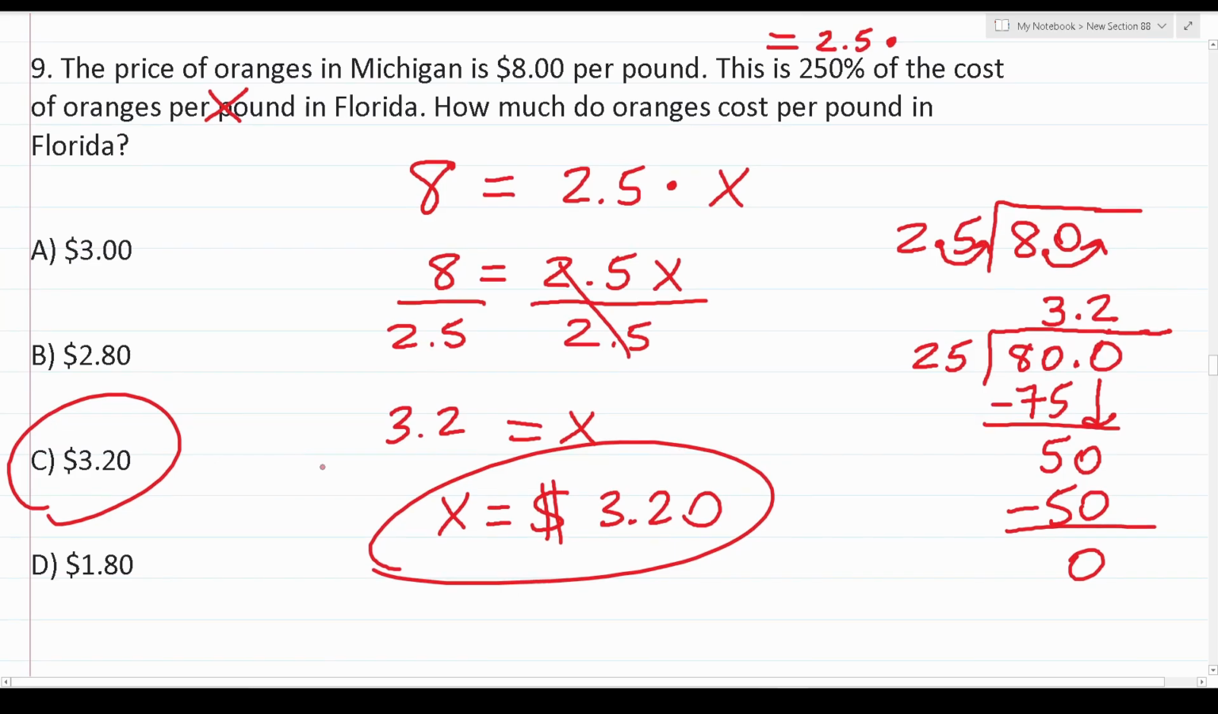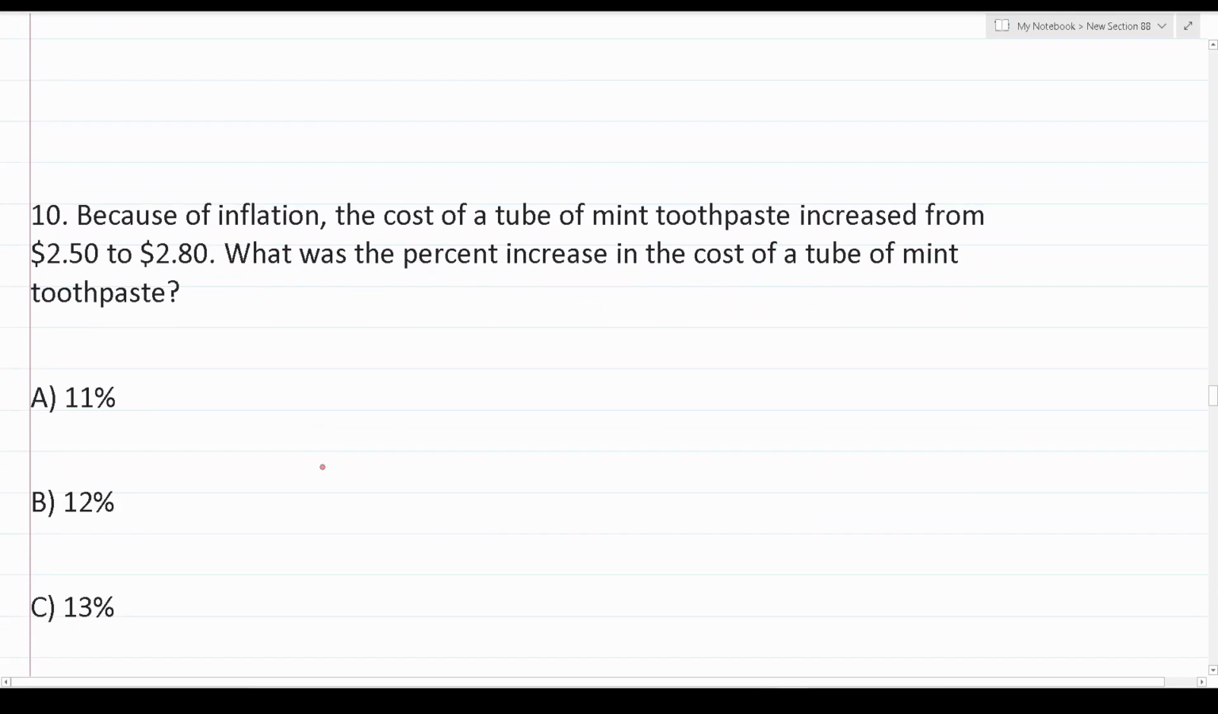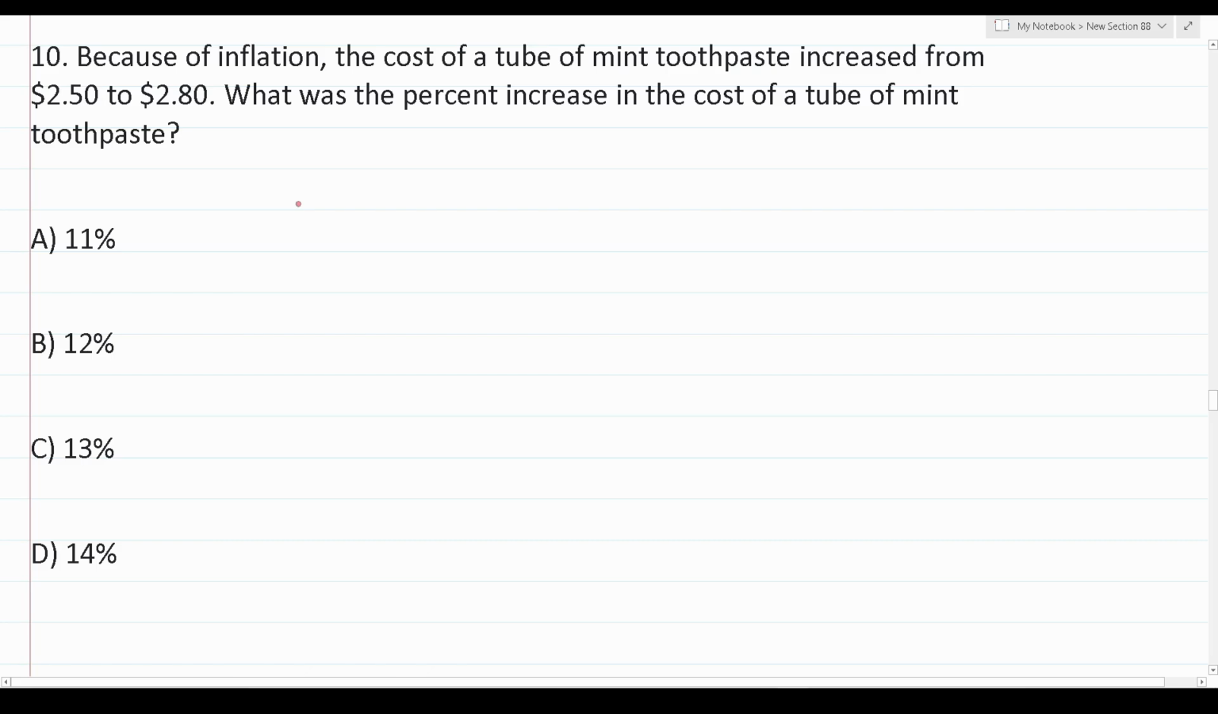All right, so that's that one. All right, so number 10 says, because of inflation, the cost of a tube of mint toothpaste increased from $2.50 to $2.80. What was the percent increase in the cost of a tube of mint toothpaste?